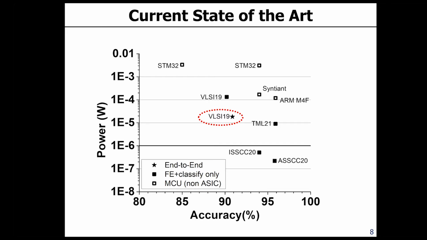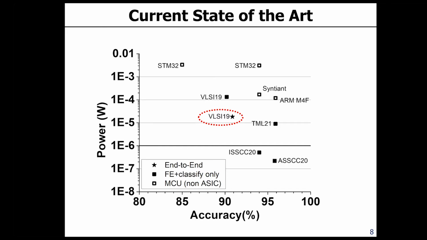And then you can see some of the solid interior symbols. Some of them are spheres and some of them stars, right? These are the ASIC hardware implementations, so silicon implementations, right? And you can see that their power consumption is usually several orders of magnitude lower than software implementations.